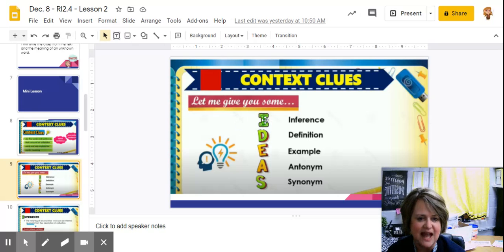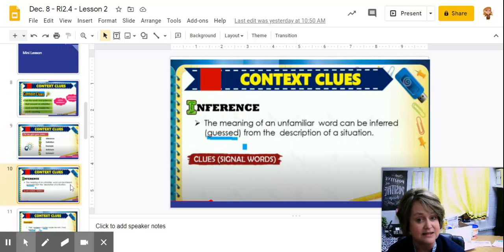We're going to use the acronym IDEAS. An acronym is just an easy way to remember all of these words. The I stands for inference, the D stands for definition, the E stands for example, the A stands for antonym, and the S stands for synonym. We're going to go through the rest of this week and talk about these clues to finding out what an unknown word means. Today, we're just going to start with inference.